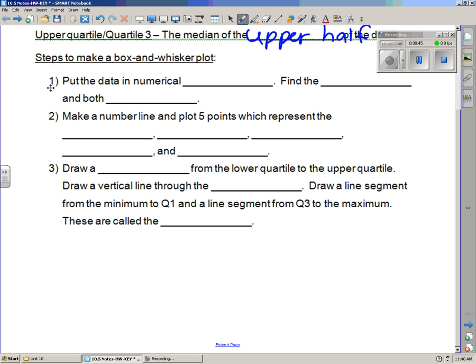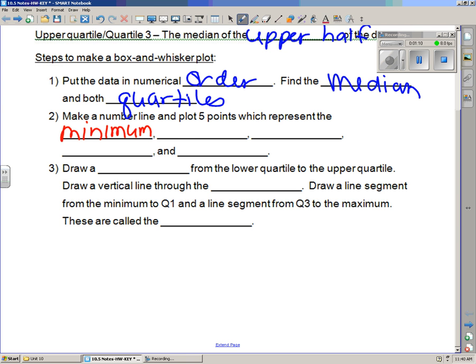You're going to put the data in numerical order. You are going to find the median and both quartiles. You're then going to create a number line, and you're going to plot the 5 different points, which will represent the minimum value, the lower quartile, or quartile 1, the median, which we sometimes refer to as quartile 2, the upper quartile, or quartile 3, and then the maximum.